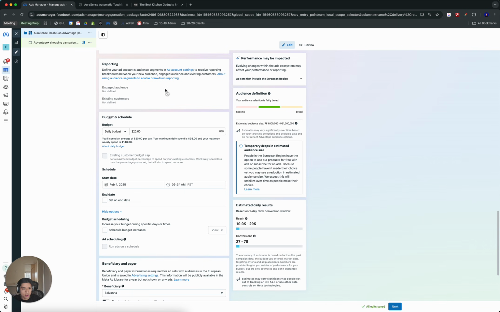Then no exclusions, no reporting, daily budget. I'm going to go ahead and set mine, just because I'm being very aggressive on this test, to 250. I recommend a minimum of 100, and you have the cost caps there as downside protection. So that way, in the event that you do spend, ideally it will be at your cost cap target.